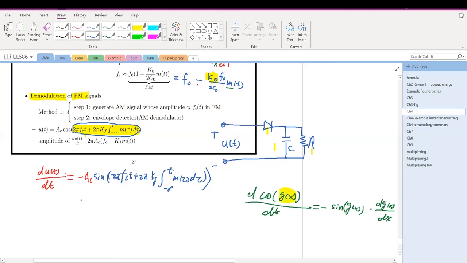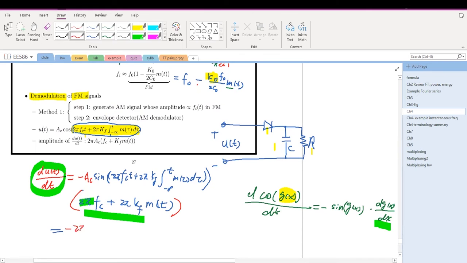That equals 2 pi fc, right? And plus 2 pi kf m(t). This portion comes from the chain rule, taking the derivative of g(x). So we get minus 2 pi AC, times fc plus kf m(t), in the sine portion here. Right.